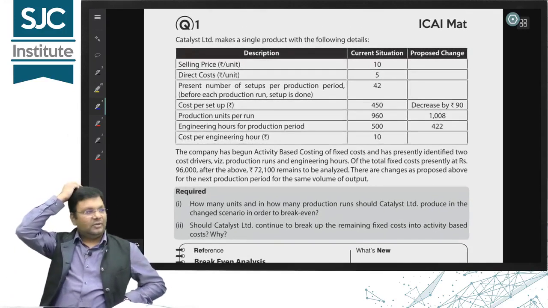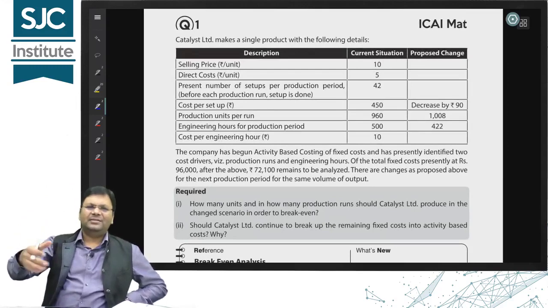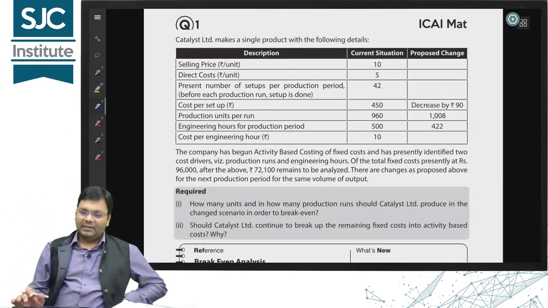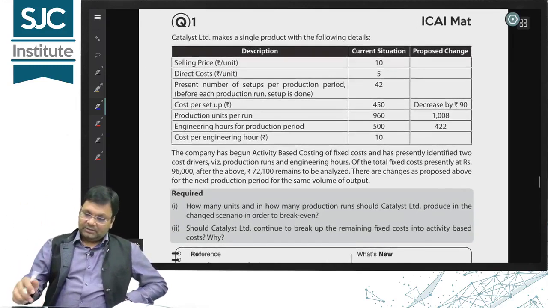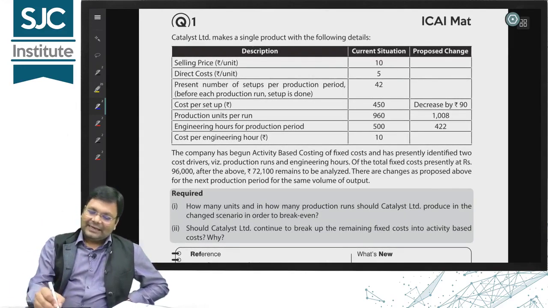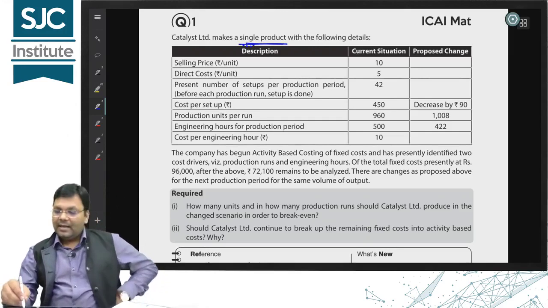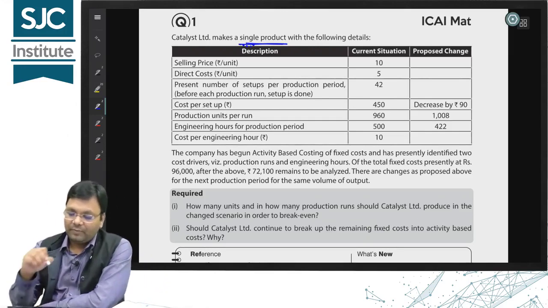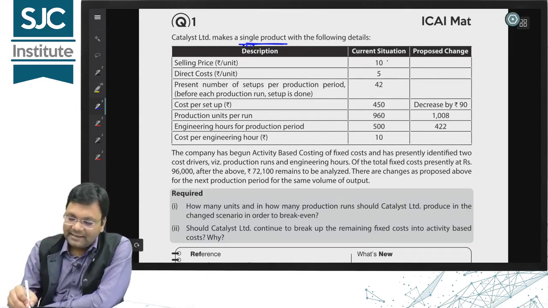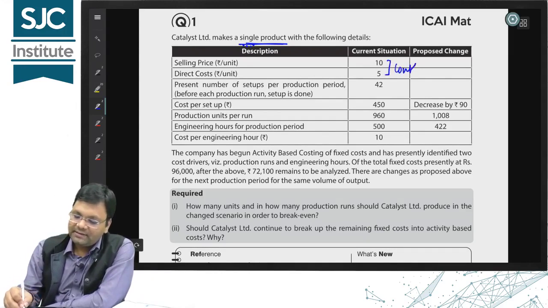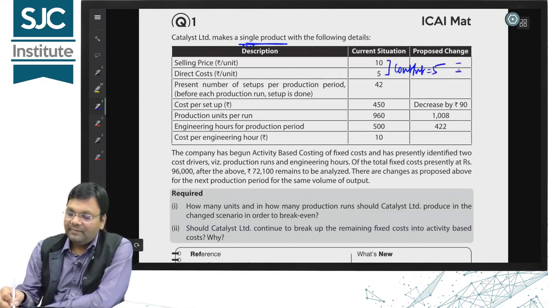It is a question on break even, already discussed, just you have to see the workings. See, Catalyst is producing a single product, and there are two situations, current and proposed. Selling price and direct cost are given, so contribution per unit is 5. If nothing is mentioned in the proposed change, that means it remains the same.